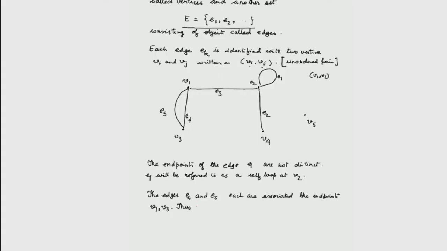Thus, there are two edges connecting the vertices V1, V3, namely E4, E5. These edges are called parallel edges.